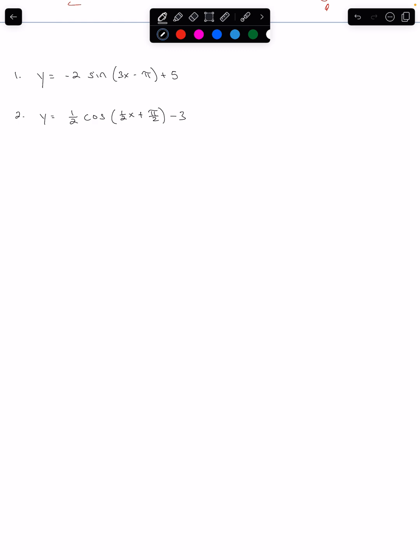First, you just need to know what the parent graphs of both these look like, or more just the table. So let's think about sine of x, where my values of x and sine of x are. And the same one I'm going to do for cosine, so x and cosine x. First off, 0, pi over 2, pi, 3 pi over 2, 2 pi. That's the same, just going around the circle for both of these.